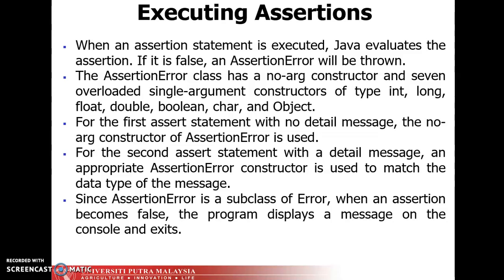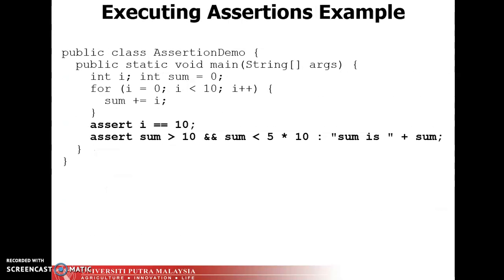If the assertion statement has no detail parameter, then the no-argument constructor will be triggered. If the assertion statement has one message parameter, an appropriate AssertionError constructor will be used to match the data type of the message stated in the parameter. Since AssertionError is a subclass of Error, when an assertion becomes false, the program will react and show a message on the console and exit the program.